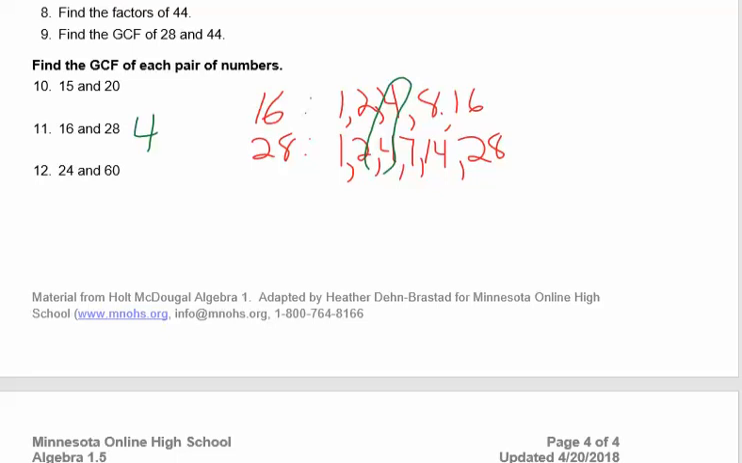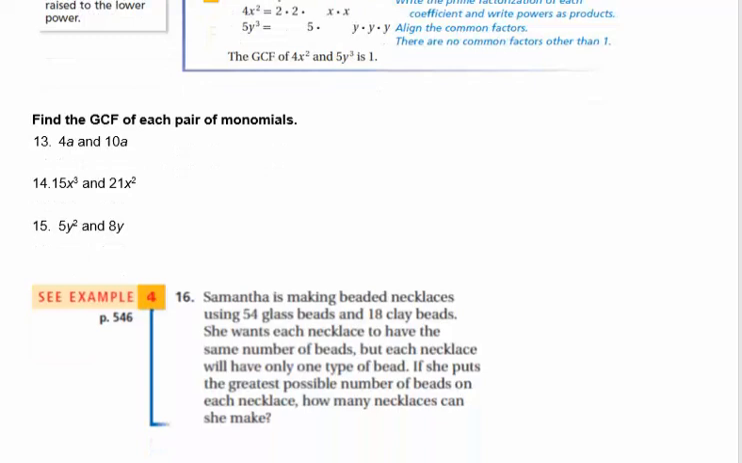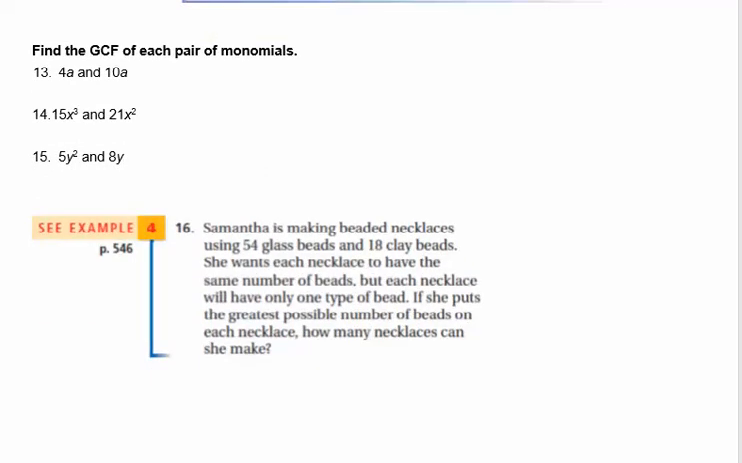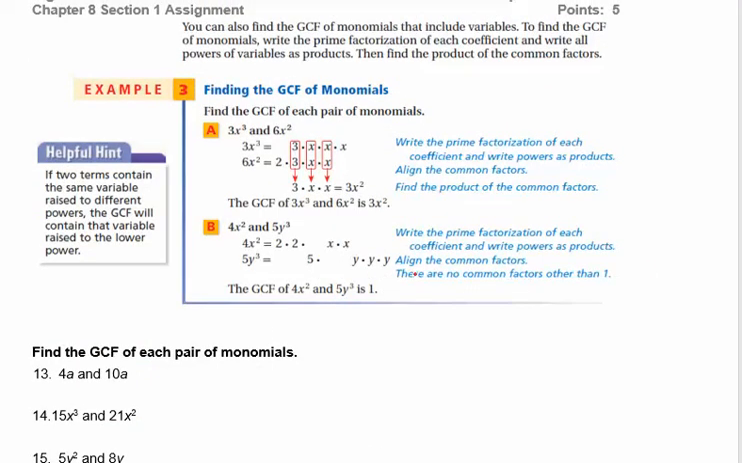And again, you can do that work on your own paper if you'd rather and just write the answers on the worksheet. Or you can just take a picture of your work and not even have to write the answers on the worksheet. All right, sometimes your monomials have variables in them, like in this example. Here in example A, we have 3x cubed and 6x squared. Writing these out as the product of primes is easier in this situation.